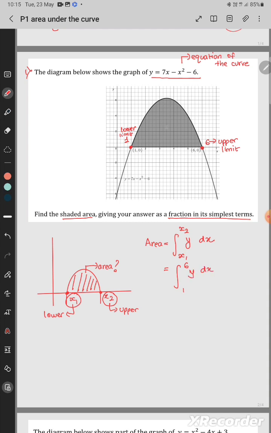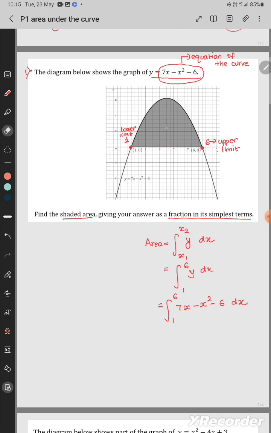dx. Now what is y? Y is this expression, basically the equation of the curve. So integral from 1 to 6 of (7x minus x squared minus 6) dx. I basically substituted the expression of y over here. Now if you want, you can integrate it all together, or you can integrate them separately. Let's do it separately so that it's easier for everyone to understand.